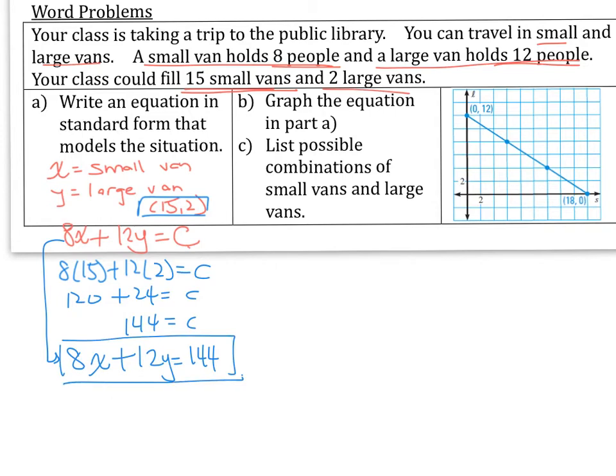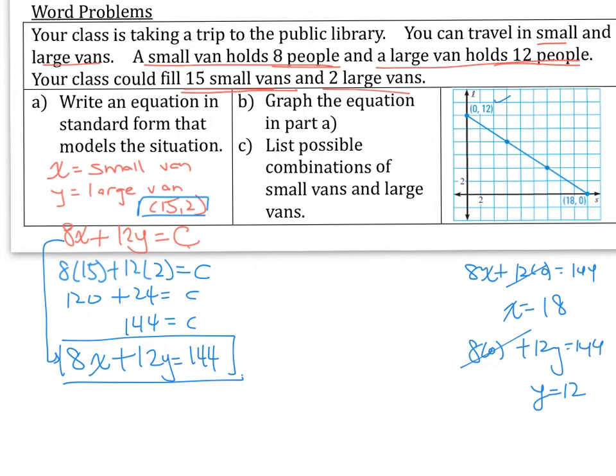Part B, graph the equation in part A. So I've already graphed it for you. So the x-intercept should be (18, 0). So let's double check. When y is 0, x should be 18. And when x is 0, y should be 12. So yes.